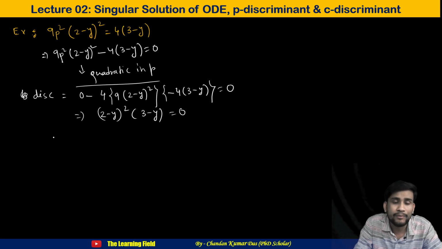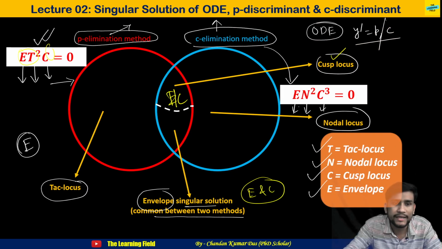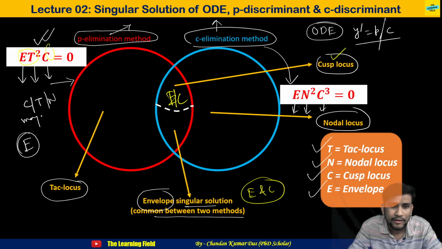Now we have to compare this with the E square and C. There is no C present. But one more thing is that in the case of the y e t square c and e n square c, anything, either c or t or n may be absent. Fine. Absent, may be absent, in both cases.